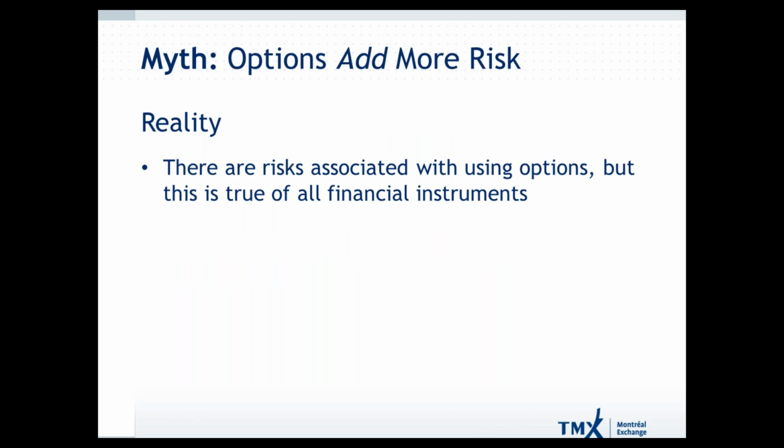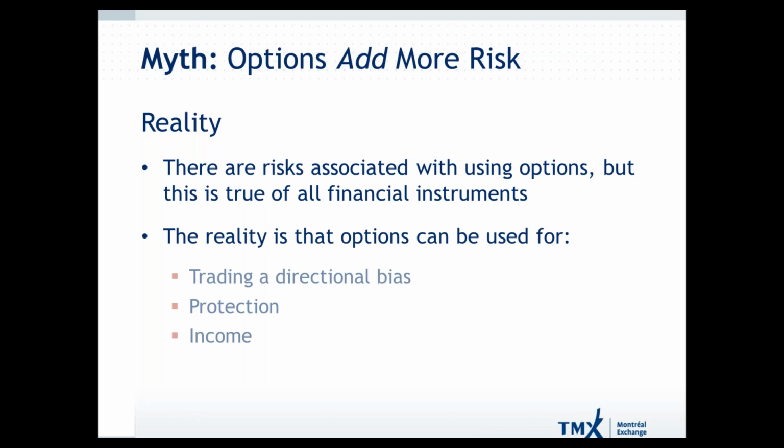And really the reality behind that is that there are risks associated with options. There's no question about it. But that's true with all financial instruments. In reality, options can be used for trading a directional bias. We've talked about that in a number of our different presentations. Options can be used as protection, so creating an insurance policy around a particular stock or around a portfolio. And options can be used to generate income.